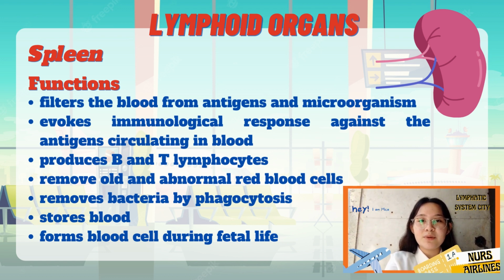The spleen also removes bacteria by phagocytosis because the red pulp contains macrophages. And it stores blood and forms blood cells during fetal life, because in the fetus, the spleen is an important hematopoietic or blood cell forming site. But as a rule, the adult spleen produces only lymphocytes. Other functions of the spleen include storing platelets and acting as a blood reservoir like the liver.